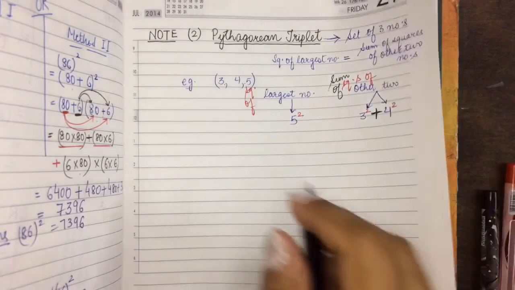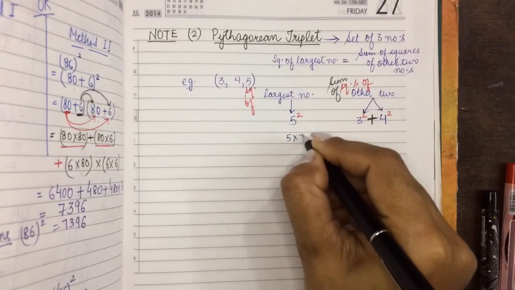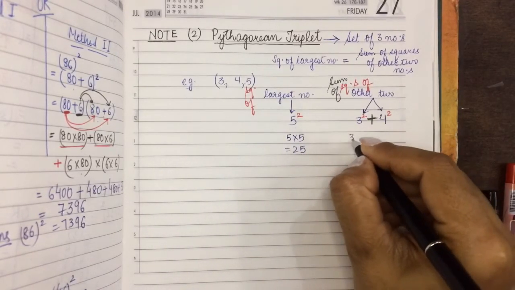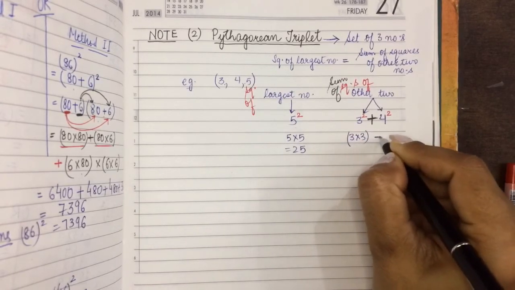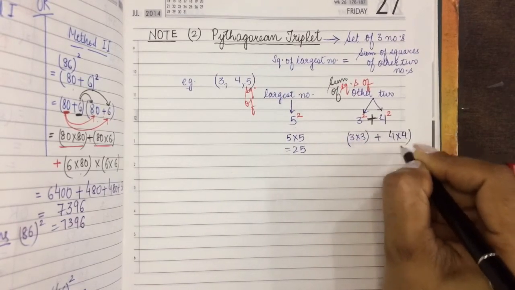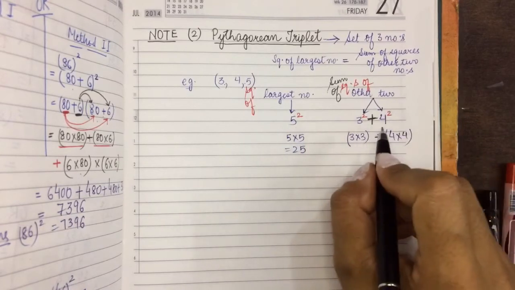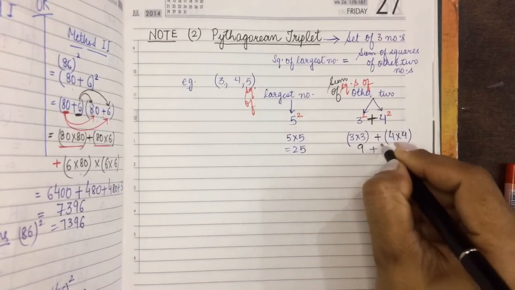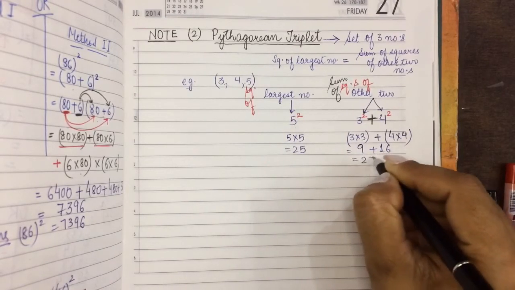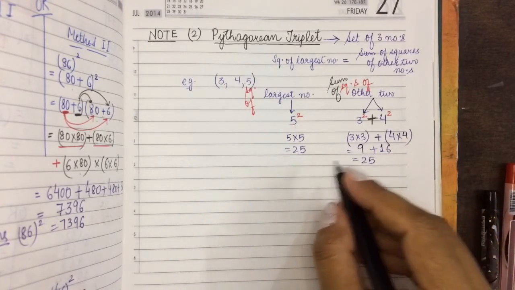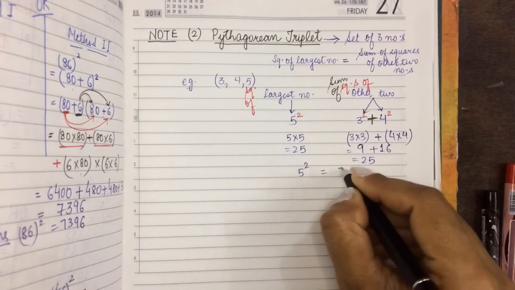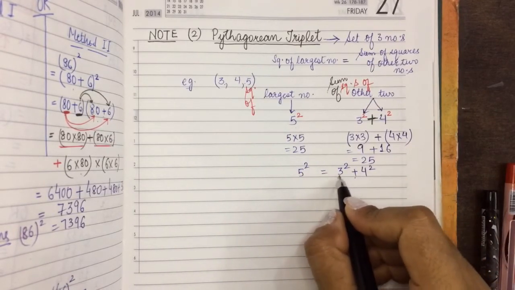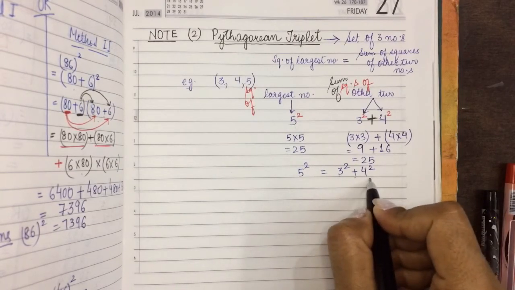And let us see what happens. This gives me 5 into 5 as 25. Over on this side, 3 square is 3 into 3, 4 square is 4 into 4. Solve the square first, not the addition. So solving the square and then adding, 9 plus 16, this is 25. So you can see that the answer is equal. So 5 square is equal to the sum of squares of 3 and 4.